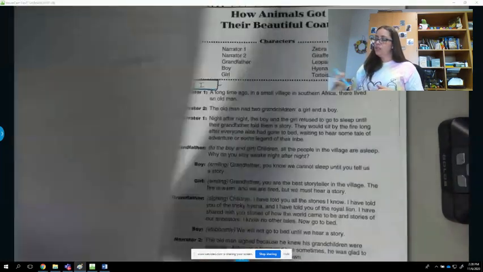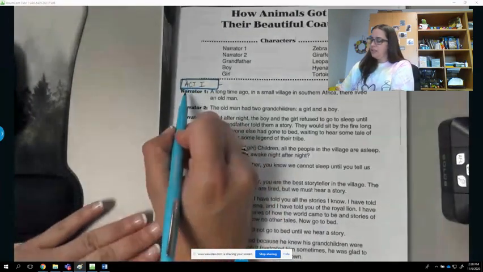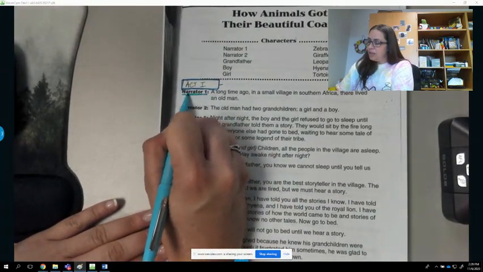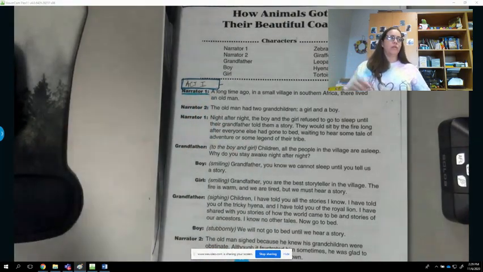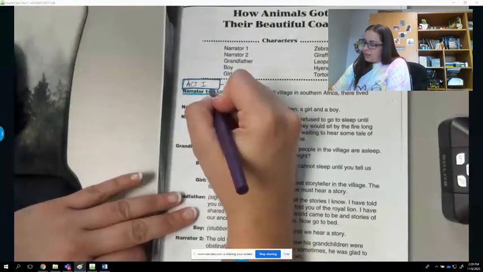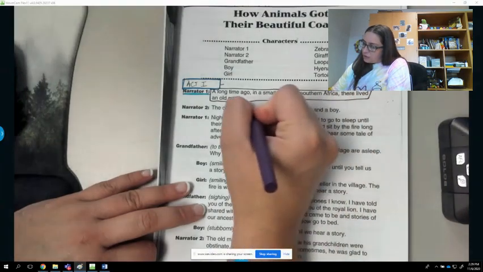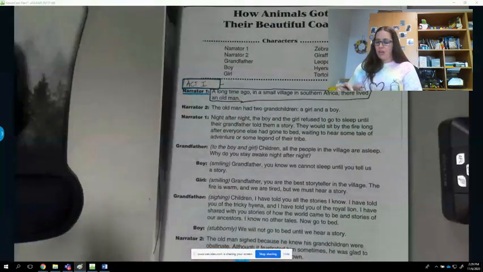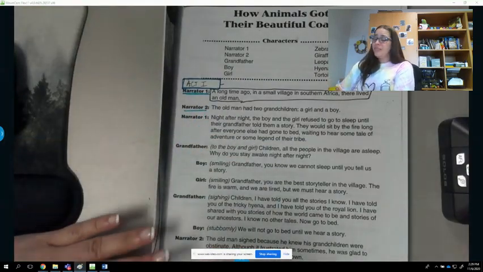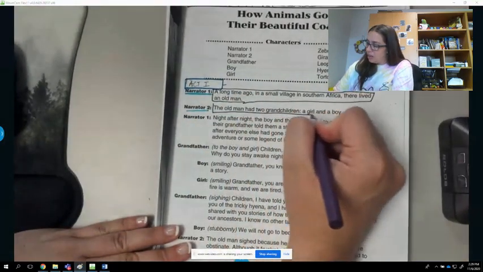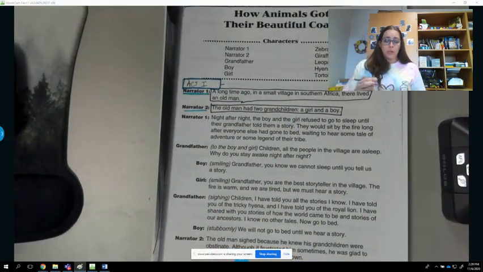Now, when you get into the actual play itself, your characters are listed right here, and it tells you, hey, this is narrator 1. And when you see narrator 1 and then those 2 dots, right after that, this is narrator 1's dialogue. So that's exactly what narrator 1's going to say. And then you have narrator 2, and then you have narrator 2's dialogue. Exactly what they're going to say, the exact words that they're going to speak.